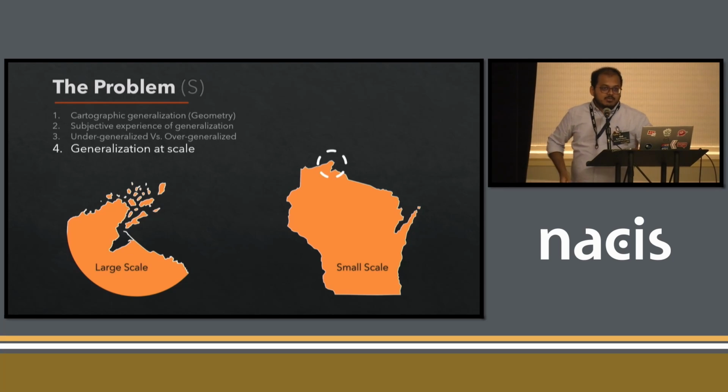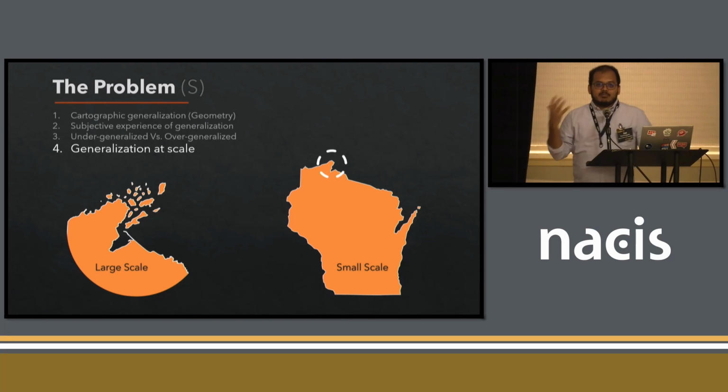And the last problem is generalization at scale. So zoom is a very important aspect. As we are moving towards more tile-based schemas using multi-tile imagery or multi-tile vector packages, this is a kind of problem: how are we generalizing it exactly? Is the generalization correct for the particular scale?